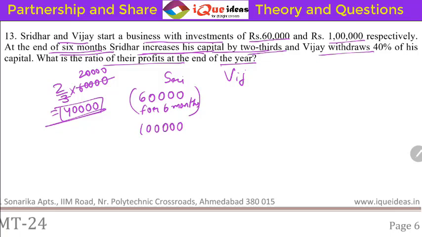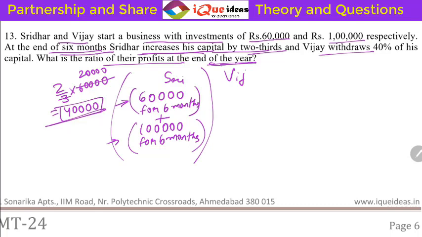For the entire remaining duration. The total duration is a year, right? After 6 months, it increased. So for the remaining 6 months, this 1 lakh rupees is the investment. All right. But whatever profit share will come because of any one of these two situations, it will get added for Sridhar only. Okay. Now for Vijay, what is Vijay doing?